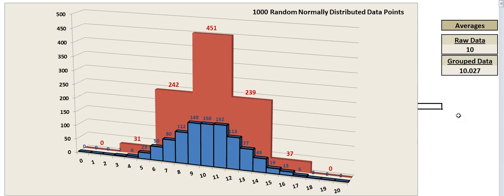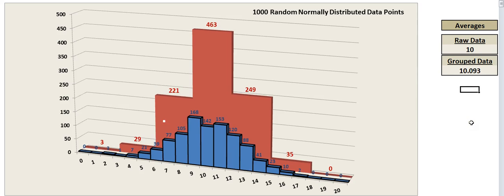Notice the curve changed. We got ourselves a new bell curve. It's still bell-ish, but it's not perfect. It's not perfectly symmetric, and not as beautifully unimodal as it was before. The grouped data is still almost perfectly symmetric and unimodal, but the individual data points are not. But check out the averages. Raw data still averages perfectly 10. Group data is just a smidge over.